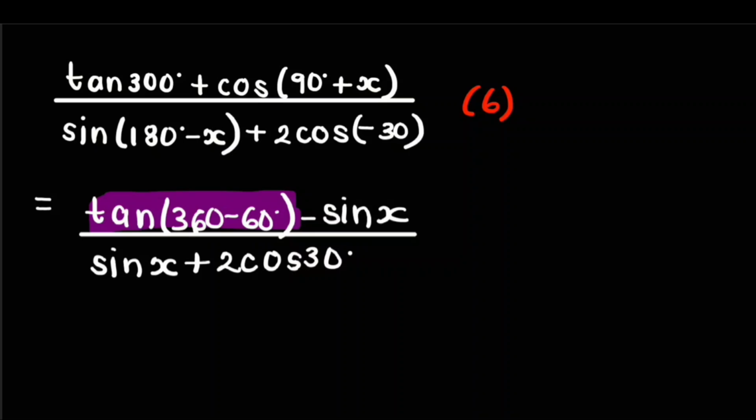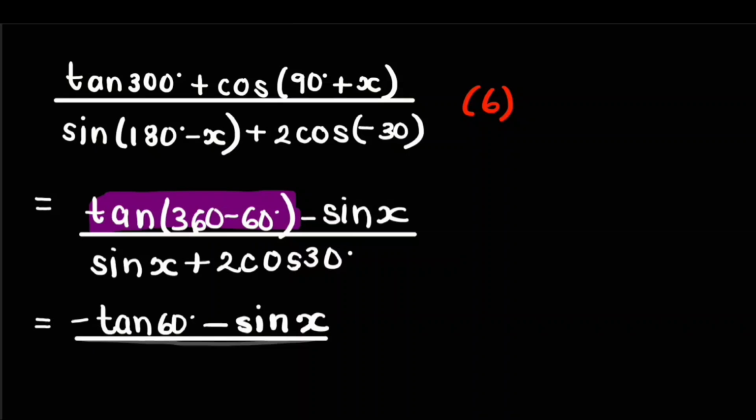Now further simplifying, in the numerator we have tan of 360 minus 60 degrees, and since that lies in the 4th quadrant, tan is negative. That gives us negative tan 60. We can just bring down the minus sine x, which we also have in the denominator here, sine x plus 2 cos 30 degrees.